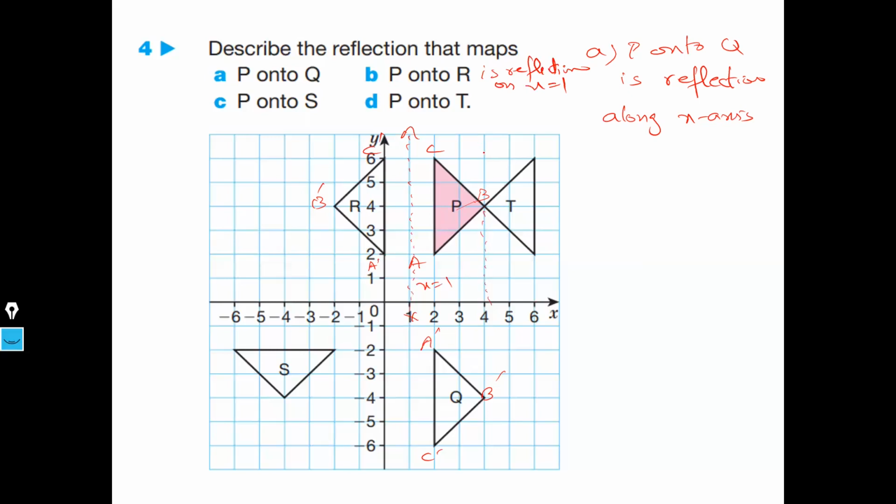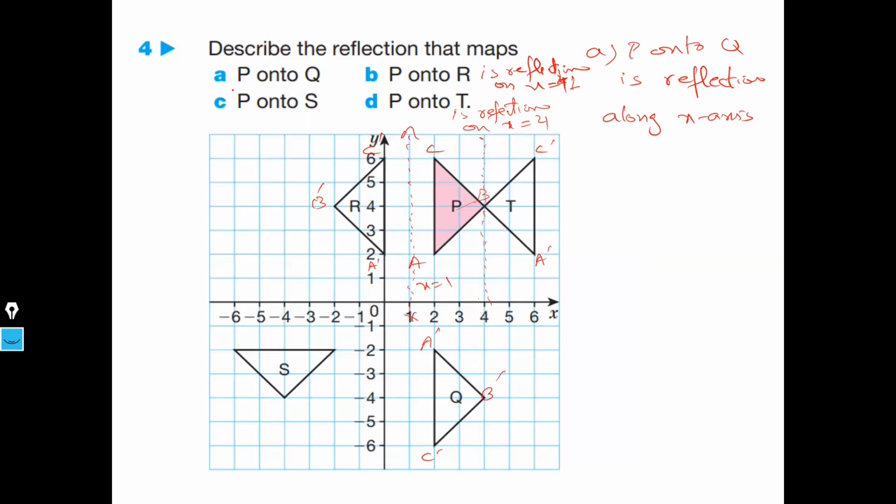You check, this is the line from where C and C dash are equidistant in opposite ways. This B is on the subpoint B, and this A and A dash are equidistant from this line. So line x is equal to 4. Now this is 1, and this one is the reflection on x is equal to 4.